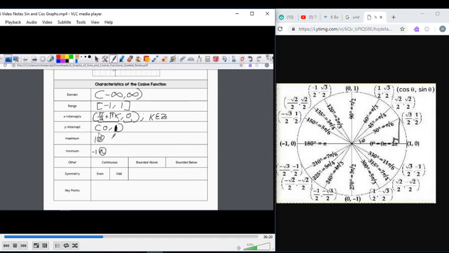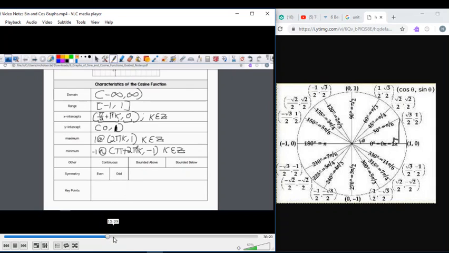Our maximum and minimum, just like the sine, are 1 and -1. And the maximum and minimum are at 1 and -1, at least for the maximum, at all angles coterminal with 0 or 2 pi. And for the minimum, all angles coterminal with pi.